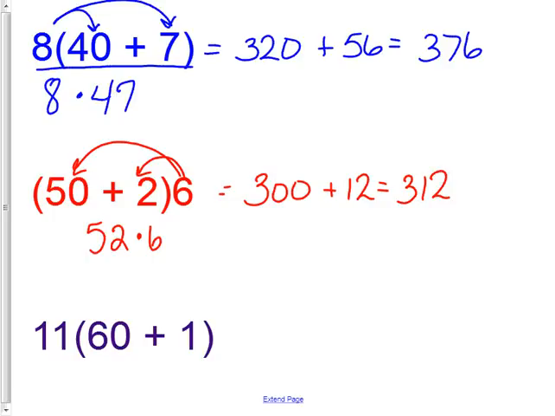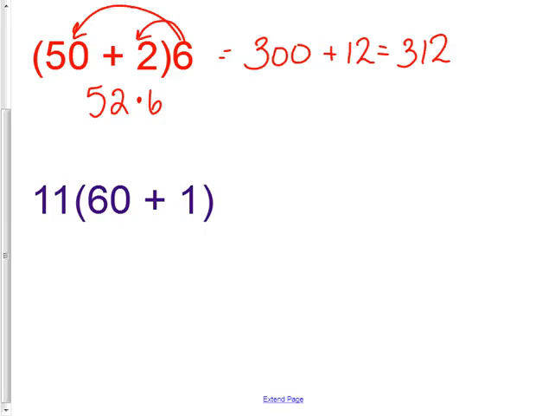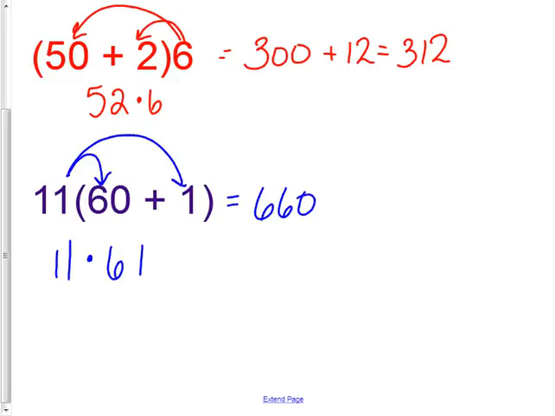And for the last one, I'm doing 11 times 61. 11 times 60 is 660, and 11 times 1 is 11. So I get 671. And really, it makes the mental math so easy if I am able to use the distributive property to do that. And that's really the biggest benefit of using the distributive property.